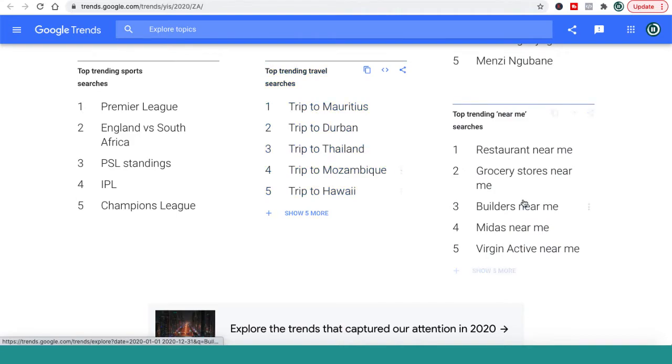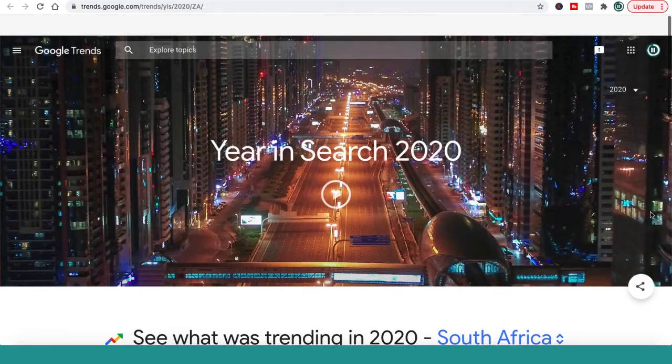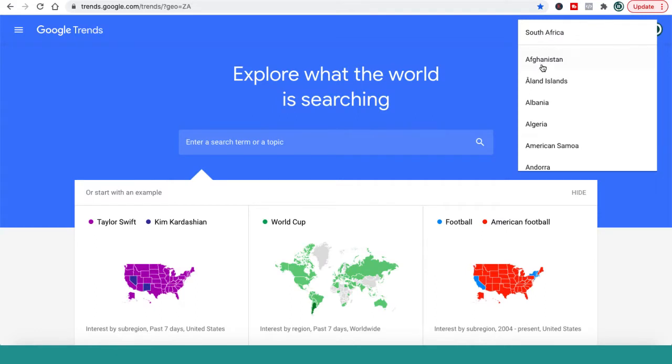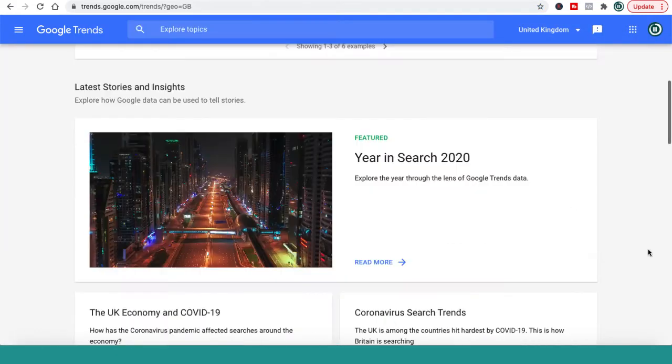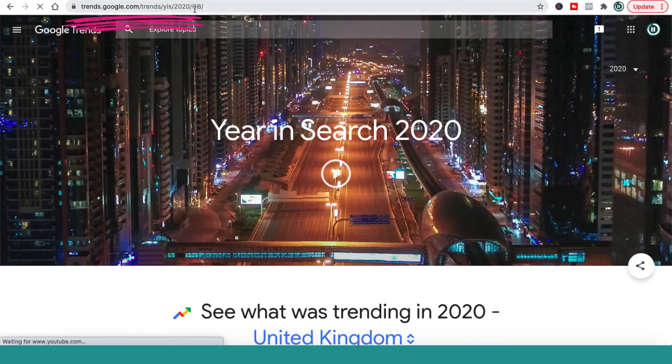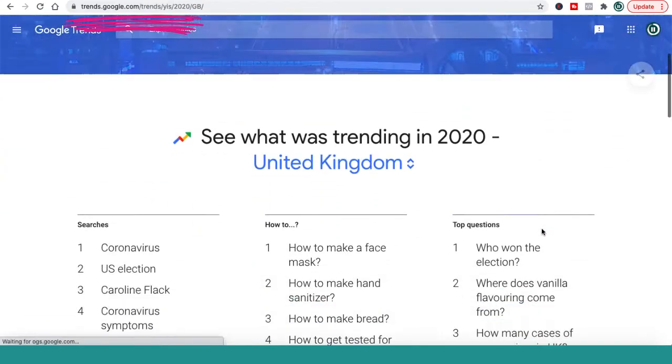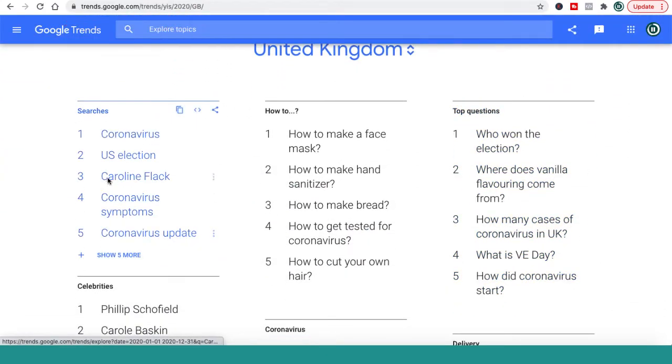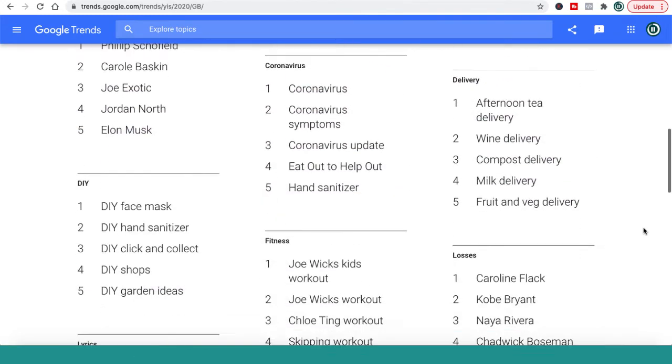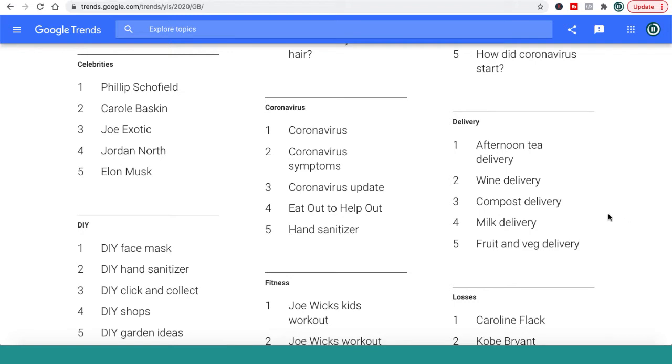Let's go back to the home screen in Google Trends and switch it to a different country. Let's go to the United Kingdom and look at what people were searching for in 2020. You can see in the top browser it has GB for Great Britain. Again, most searches were coronavirus related. How to make bread, a lot of people were at home. Top questions. Celebrities, deliveries, that's quite interesting. They were able to have wine deliveries, whereas in South Africa not so much.